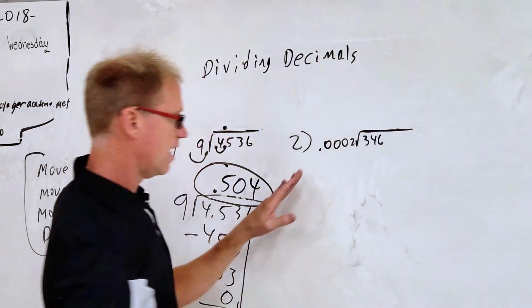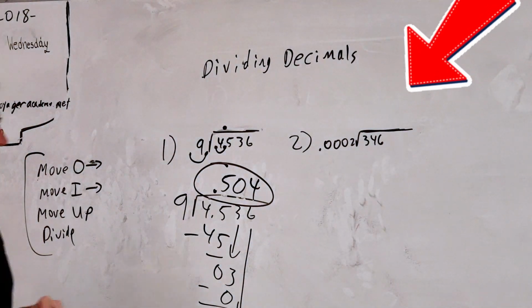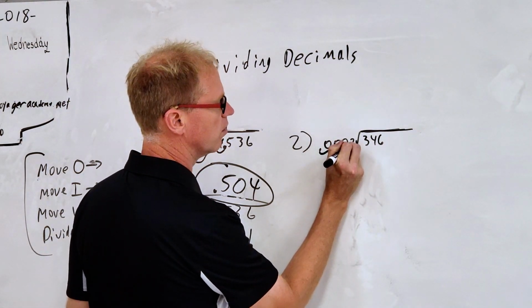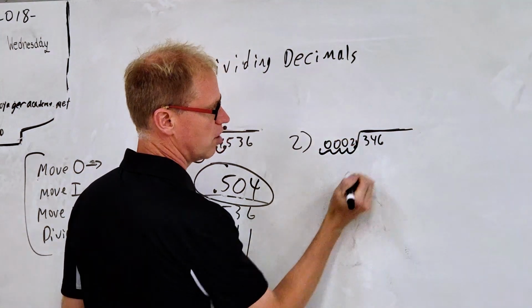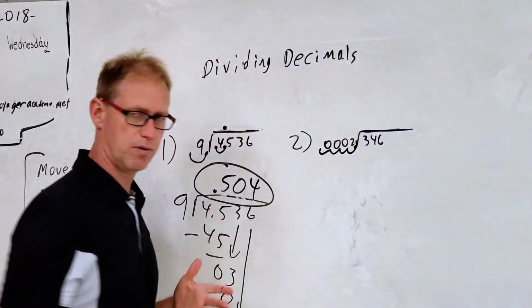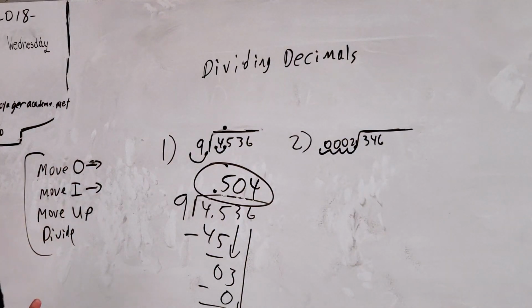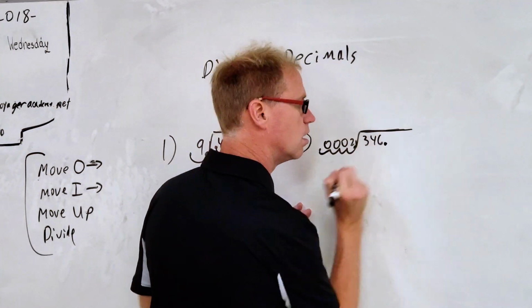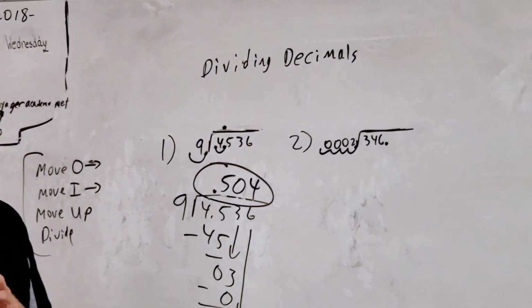Take a look at this one. This guy's got a lot of movement here, so we got to move a lot. So 1, 2, 3, 4. So I moved the inside 4. But here's the problem. I don't see a decimal, but we learned the other day in class that the decimal is there. But I don't have any numbers to move it with.